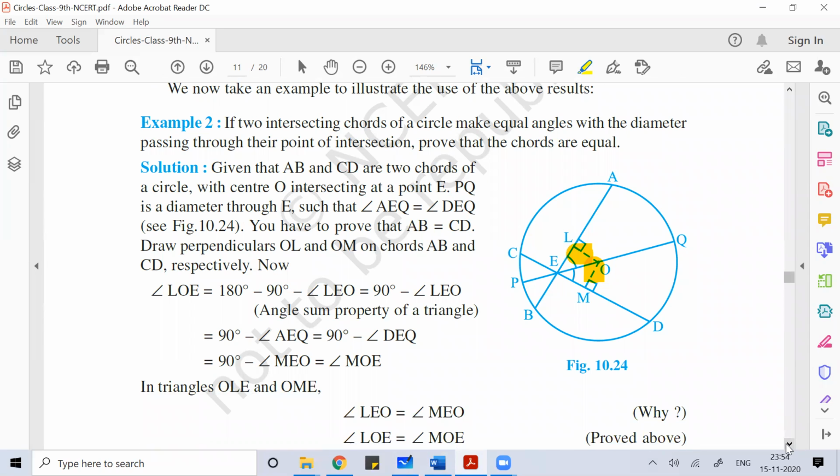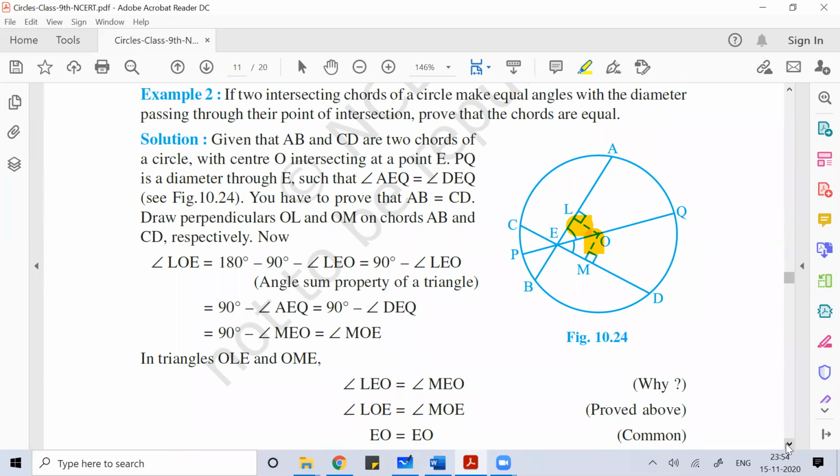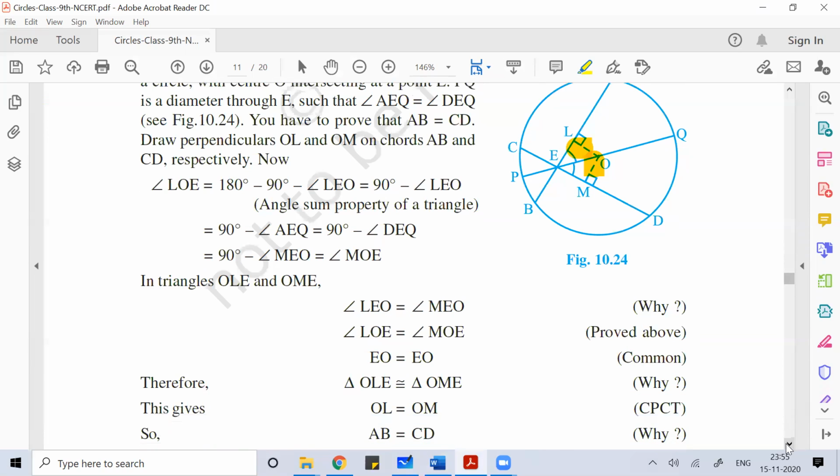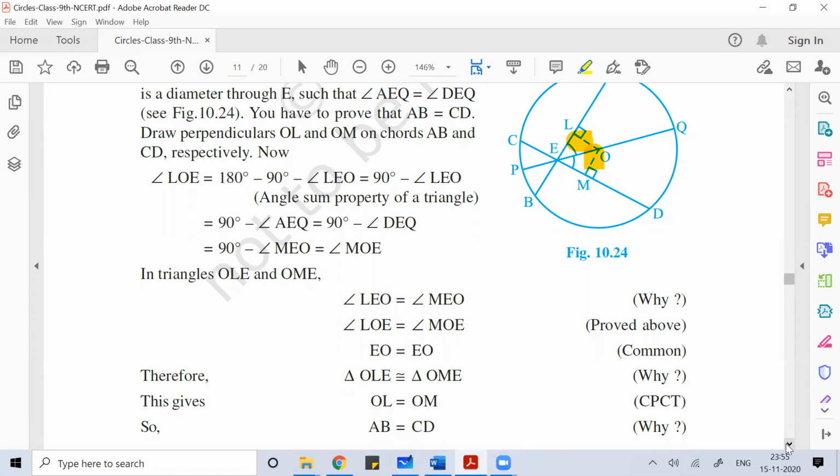You can prove very easily that the angles are equal. If two angles are equal, automatically the third angle would be equal. So by AAS congruency, or by using RHS, any way you can prove that this triangle OLE is congruent to the triangle OME. Once the triangles are congruent, OL will be equal to OM, and AB will be equal to CD. That is what you need to prove, why AB is equal to CD.